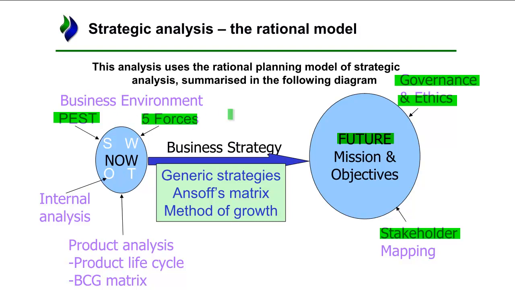PEST generally is about the industry as a whole and the broader business environment, political, economic, social, technical, environmental and legal. And then the Porter's 5 forces is about the specific industry we're operating in, competitive forces, supplier forces, new entrants and so on. And we can look at the profitability of the retail fashion industry.